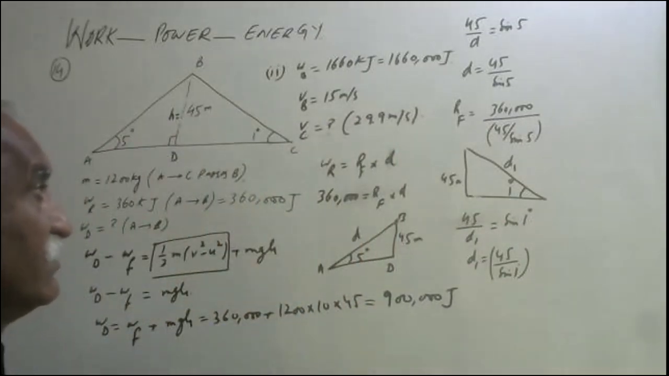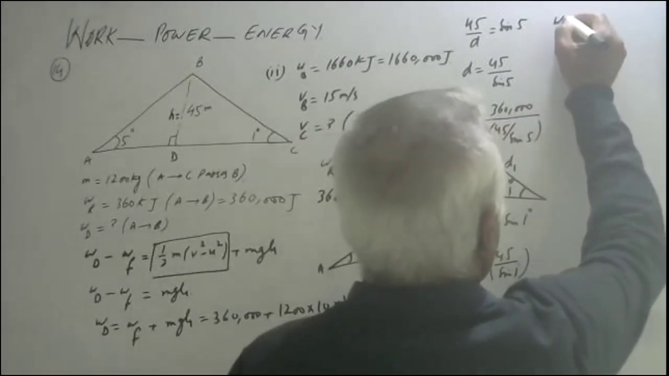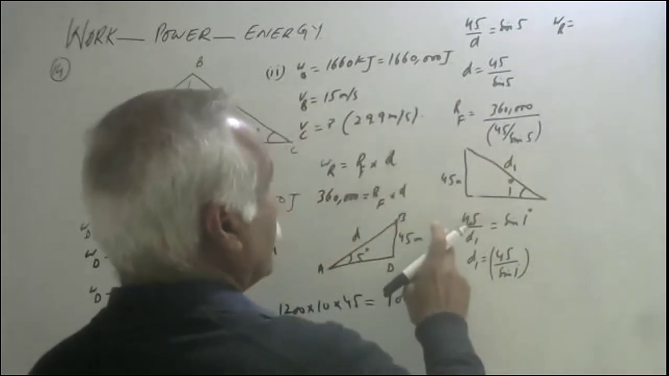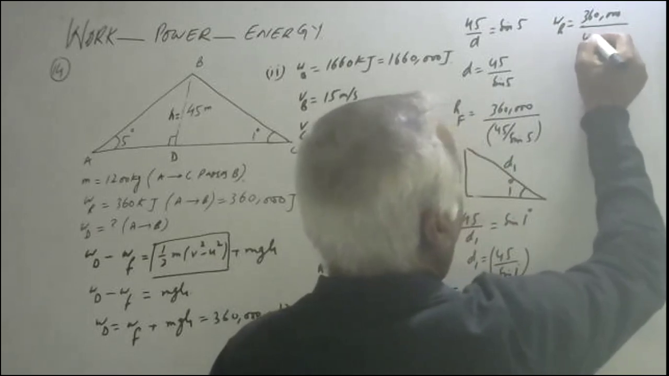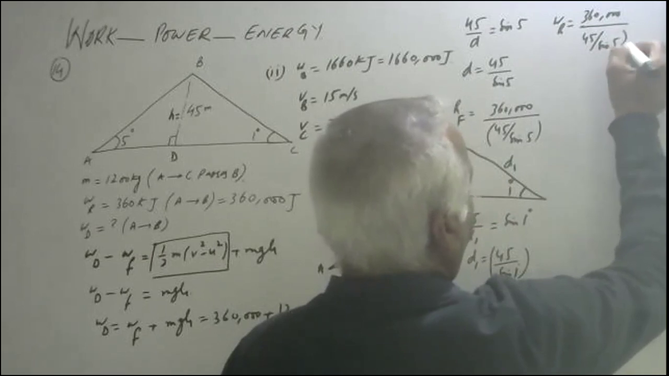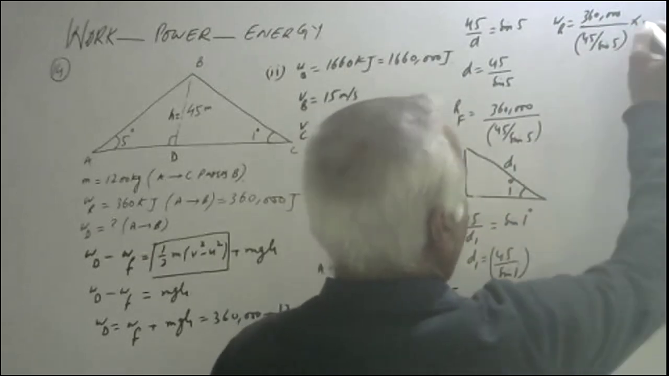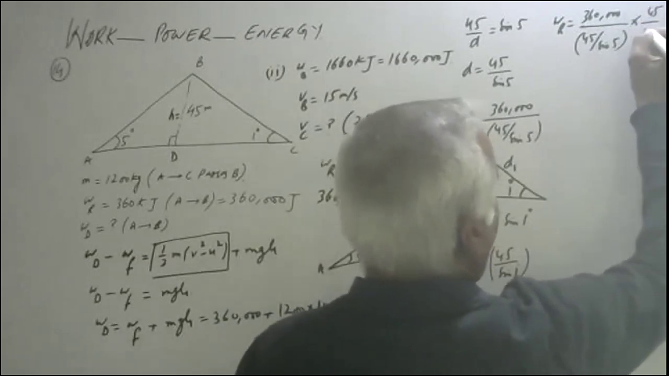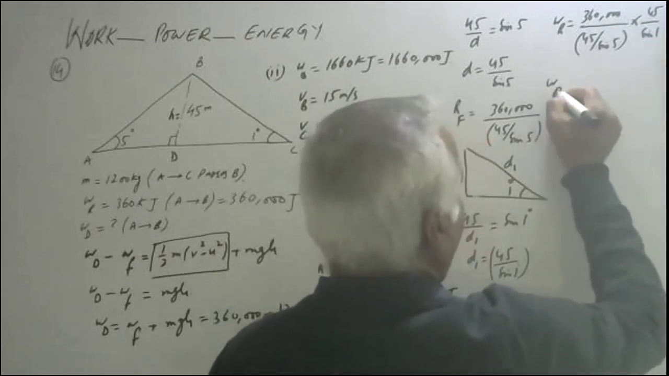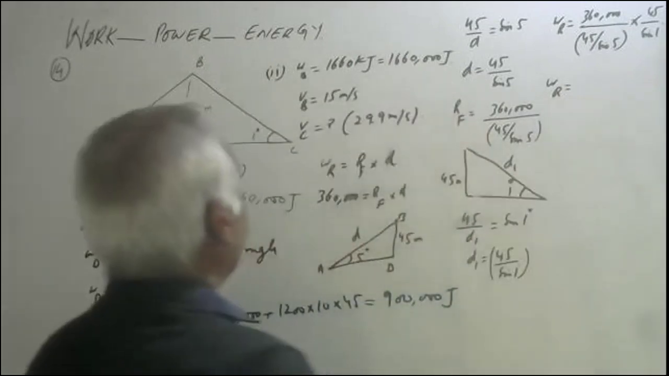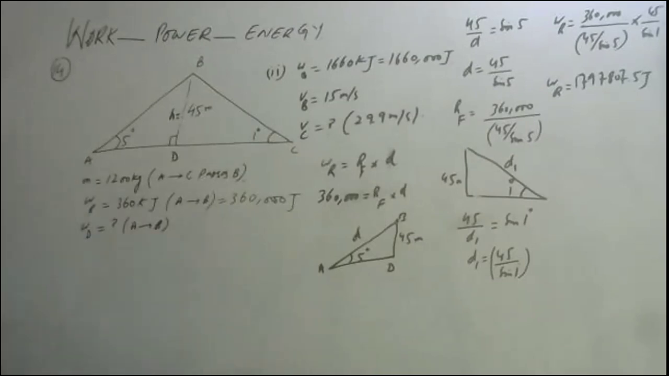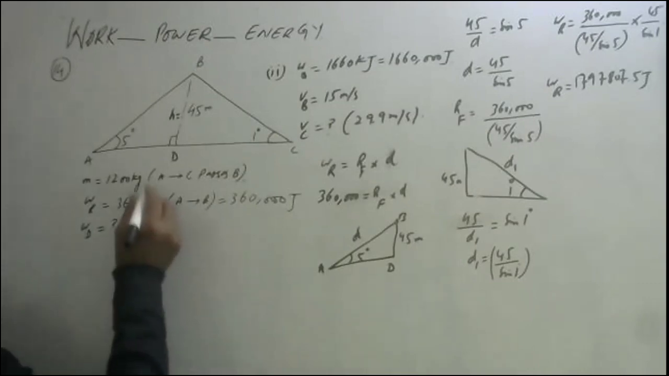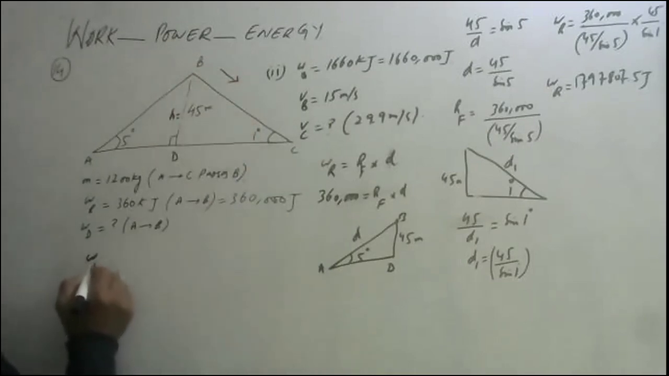Now we will calculate the total work done from B to C. For the resistive force, which is already calculated, equal to this divided by 45 over sine of 5, multiplied by the distance D1, that is 45 over sine of 1, the work done by the resistive force from B to C is equal to, so this value is calculated, 1797807.5 joules.